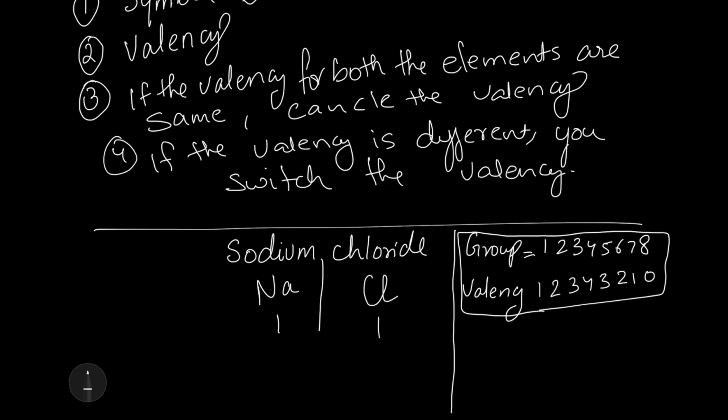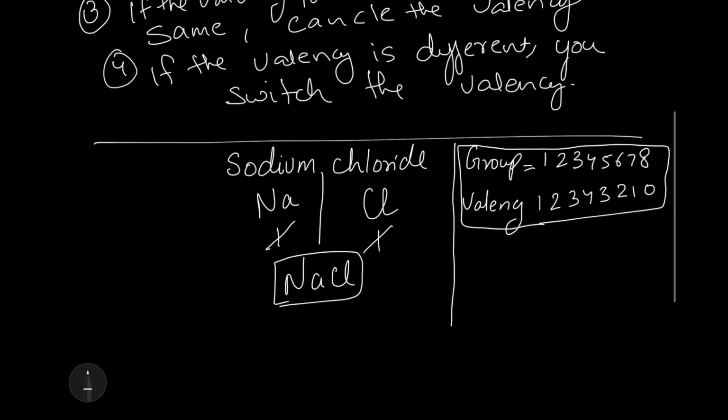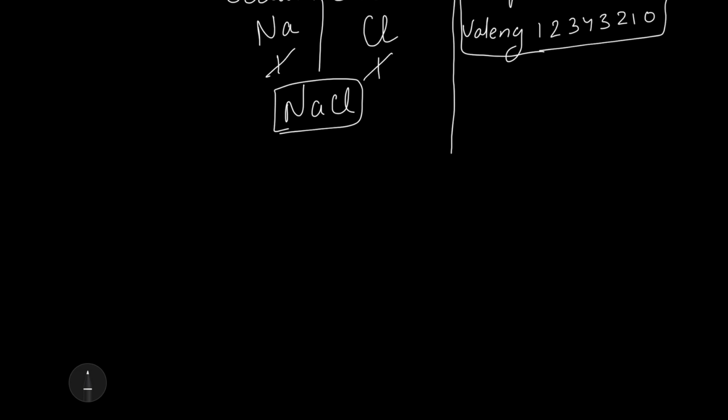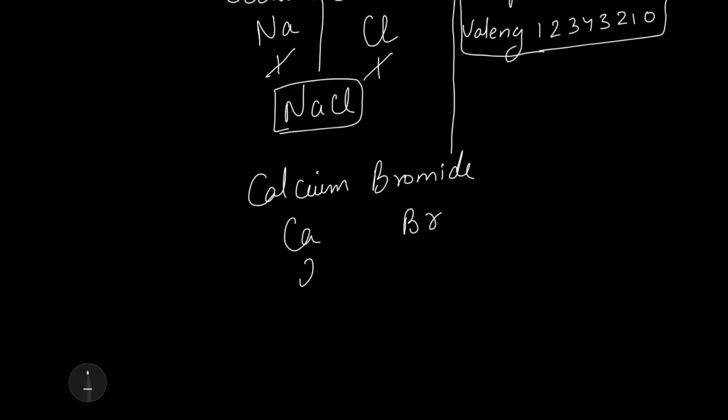So now the third point says, if the valency is same for both, you cancel the valency. Once you cancel the valency, so answer will be NaCl, and that's your formula for sodium chloride. Let's look at one more example. Calcium bromide. First step, write the symbol for both. Look for the valency. Calcium belongs to group 2, so valency 2. Bromine belongs to group 7, valency 1.